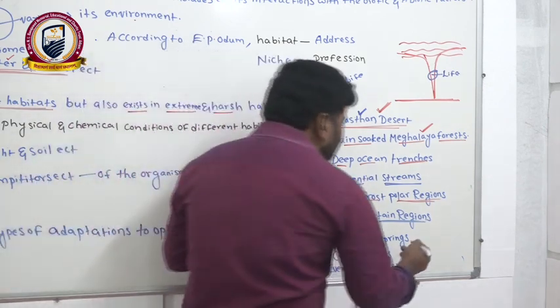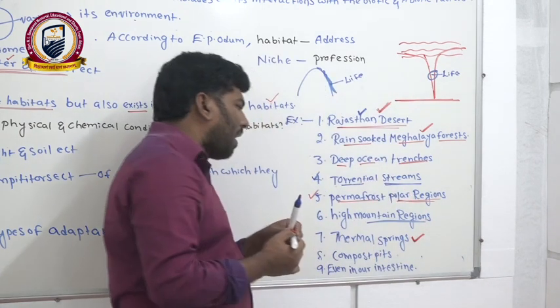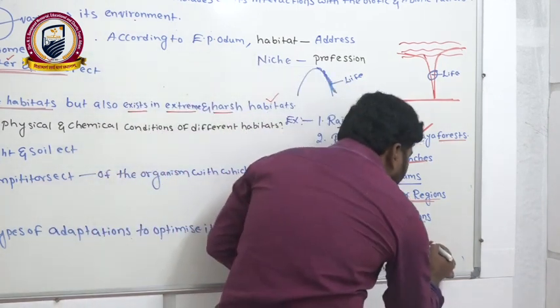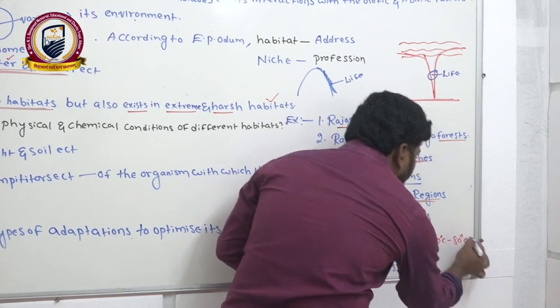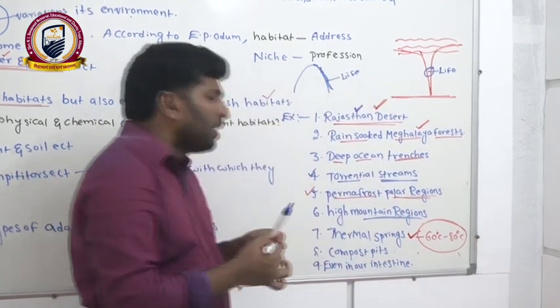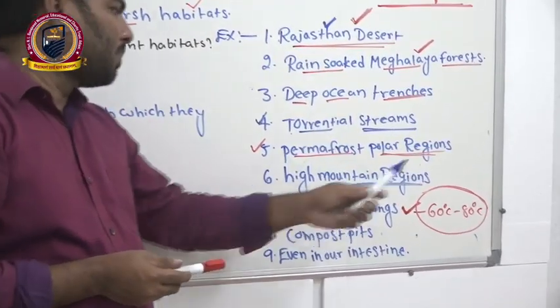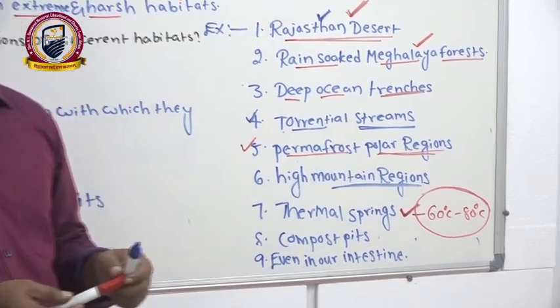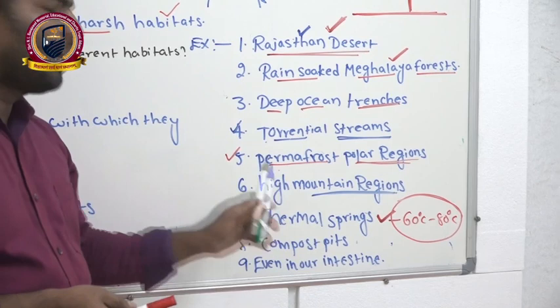Next one, thermal springs. Already I told you about hydrothermal vents and thermal springs. Thermal springs have a temperature of 60 to 80 degrees centigrade. In this 80 degree centigrade temperature also, we are observing some bacteria, especially archaebacteria, in these thermal springs. There also we are observing life.